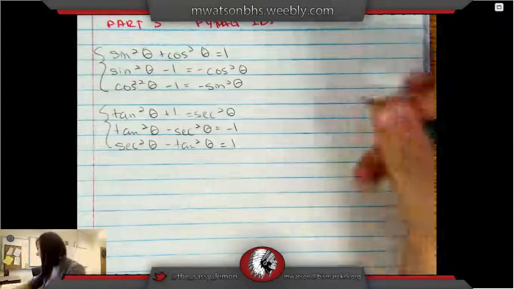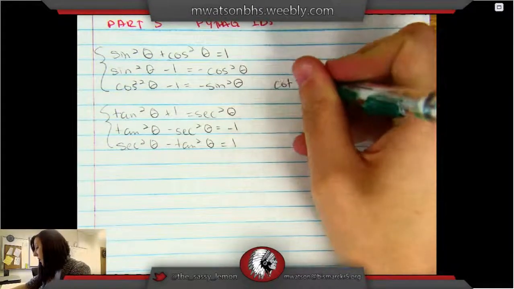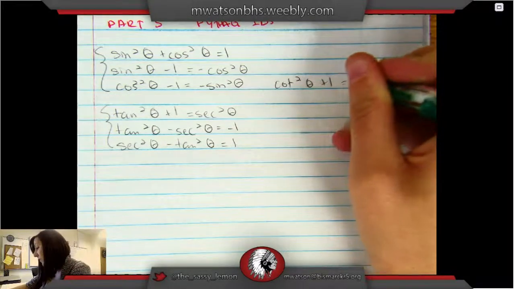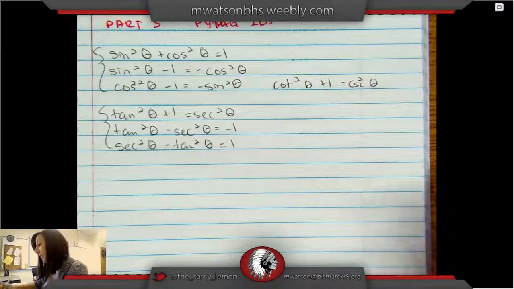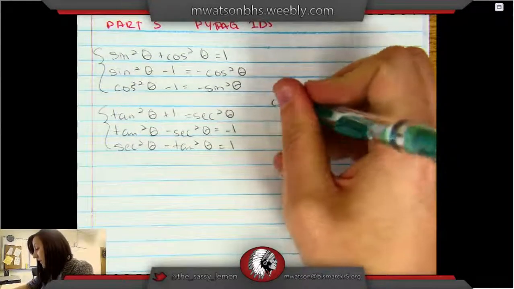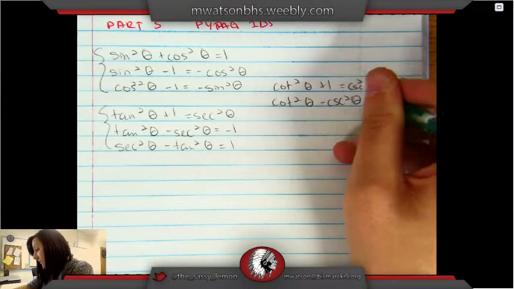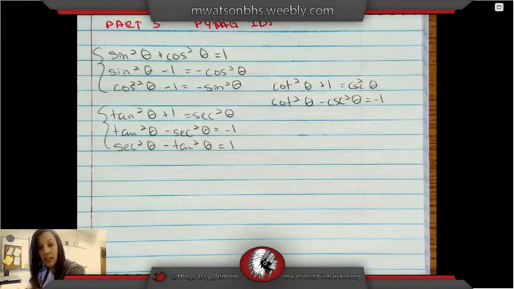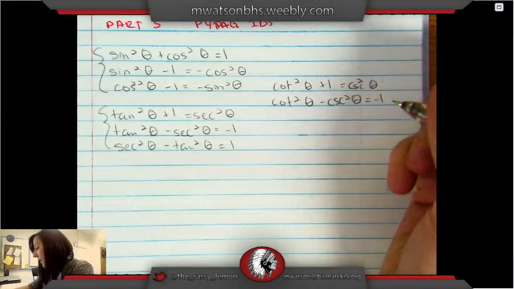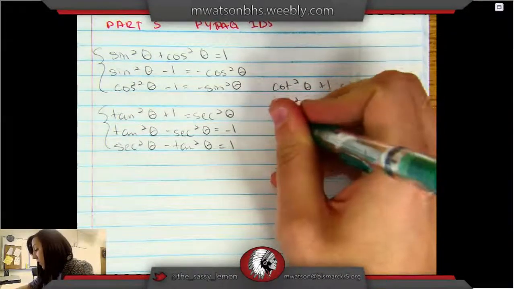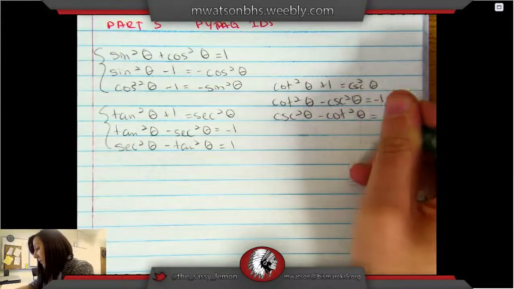So these are identities. And then the last one was cotangent squared theta plus 1 equals cosecant squared theta. And we can manipulate that to look 3 different ways as well. So we've got cotangent squared theta minus cosecant squared theta equals negative 1. And we can also do cosecant squared theta minus cotangent squared theta equals positive 1.